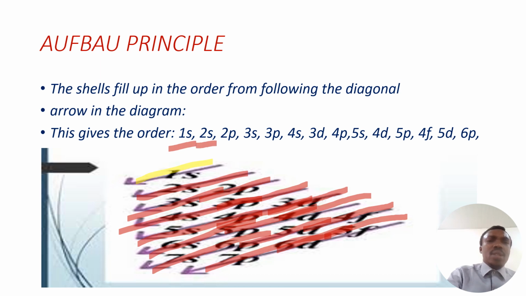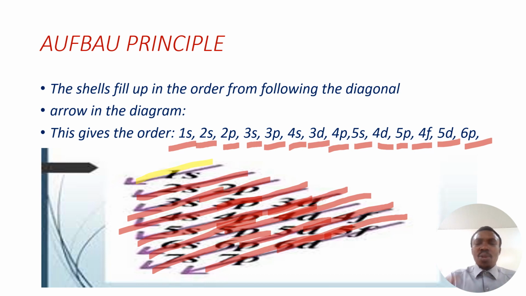So this gives the order: 1s, 2s, 2p, 3s, 3p, 4s, 3d, 4p, 5s, 4d, 5p, 4f, 5d, and 6p. It goes in that order. So using SPDF orbital notation, you can write the electronic configuration of an element, following the Aufbau principle. From there, you can determine the group, the period, and the block to which an element belongs.